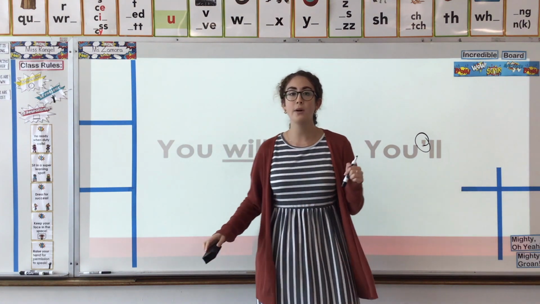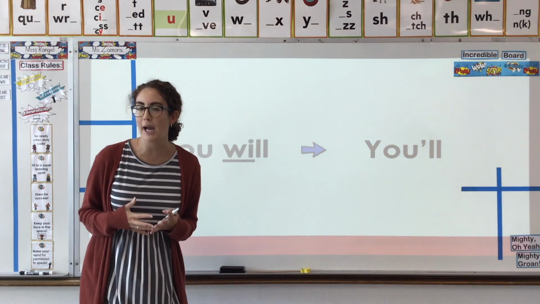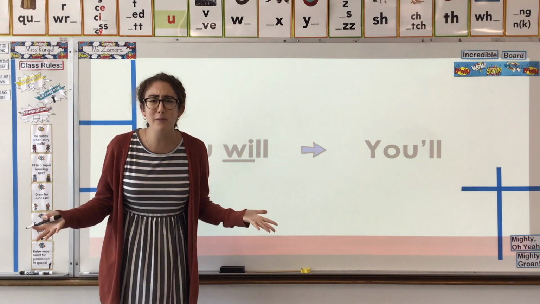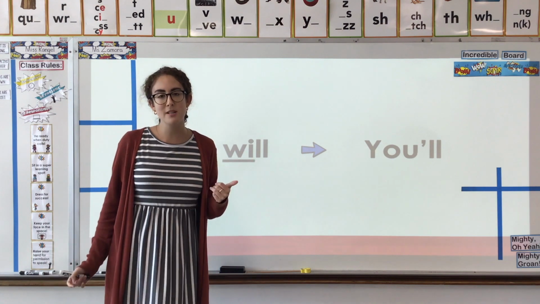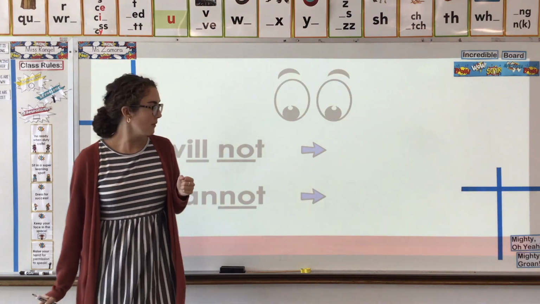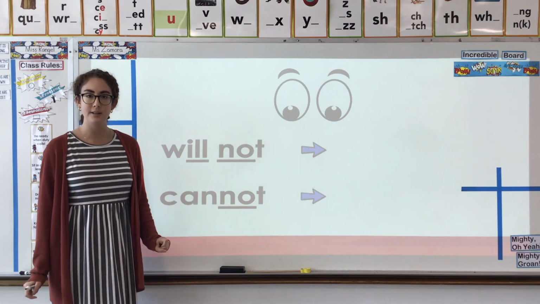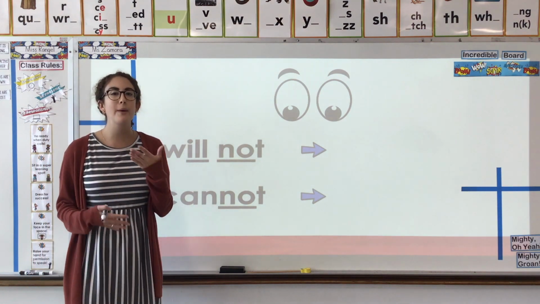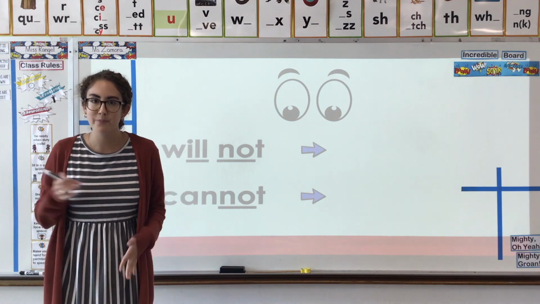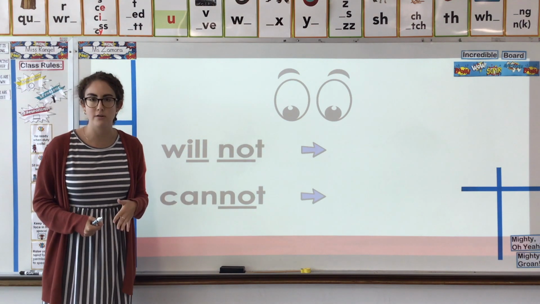Good job, awesome people. But I want you to keep in mind that there are two tricky contractions. There are two words that when they smush together, they don't follow any of the patterns we've been talking about. These are the ones that we need to keep a close eye on. And those are the words will not and the word cannot. These two words, when they become a contraction, are going to do something totally crazy. They go rogue.